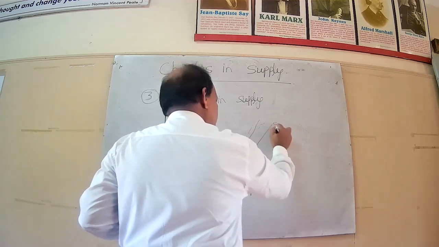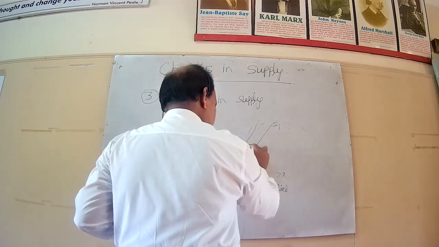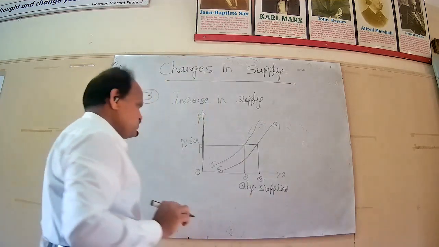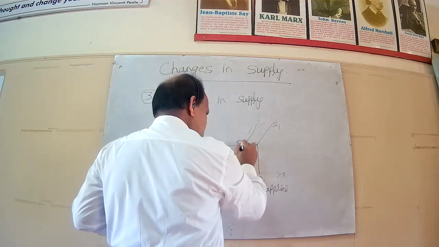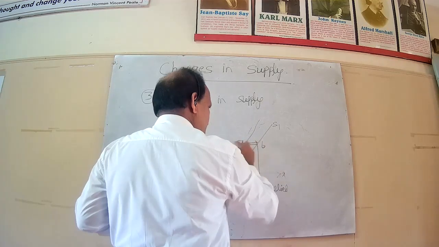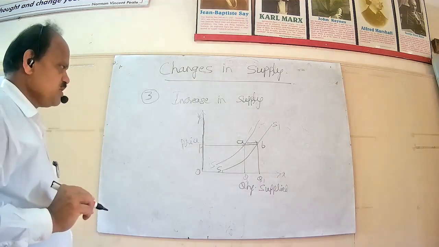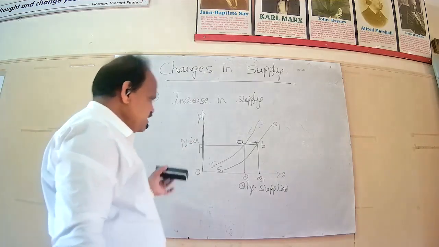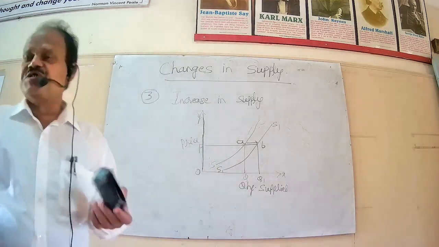Now, the new supply curve is S1, S1. And try to extend this line. Now, supply will increase from OQ to OQ1. You can observe the movement. The seller can't remain on the same supply curve now. The movement is shown with the help of the arrow mark, that is from A to B. Now the sellers will be on the new supply curve S1, S1, which is shifted to the right, and the movement is from A to B. This is increase in supply.